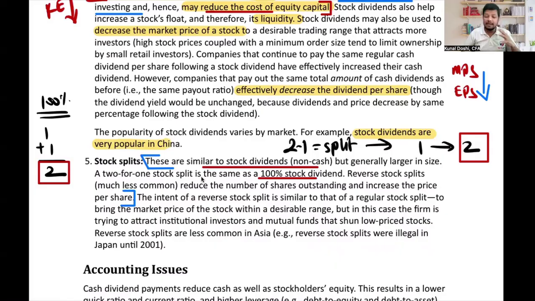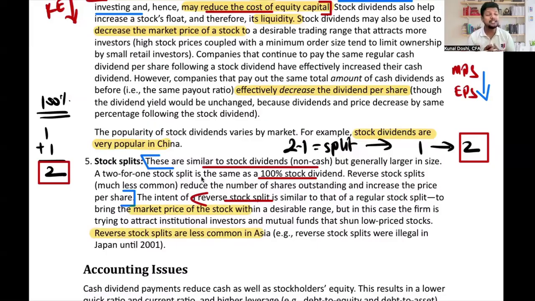Rarely, however, companies can also do reverse stock split. Reverse stock split is done when the companies want to increase the share price, and by doing so, everything will be opposite. Market price per share will go up, number of shares will reduce, however, market value will remain unaffected. Understood?